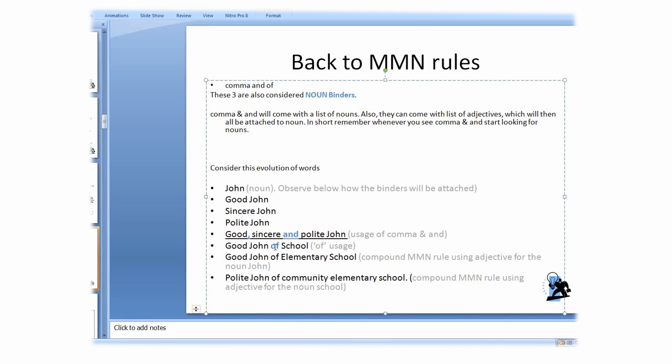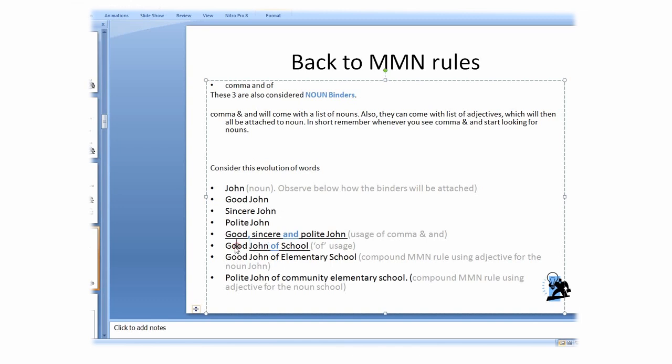Now another interesting concept, as you can look here, is of. Of is a very interesting preposition in the English language. Of is special because on the left side of of and on the right side of of, you will definitely see a noun. Actually this is John of school. So the rule for of is whenever you see noun of noun, you'll treat it as a noun segment. So this is the noun segment here. Why? Because that is the binder segment rule for of.